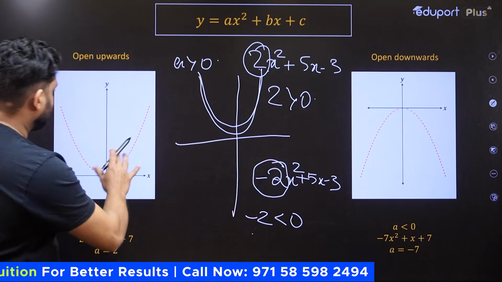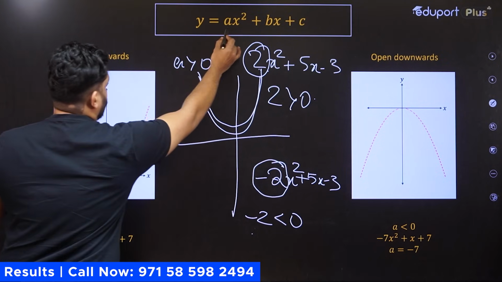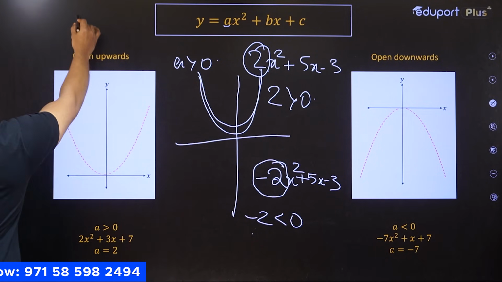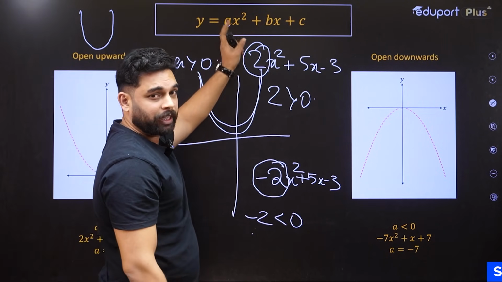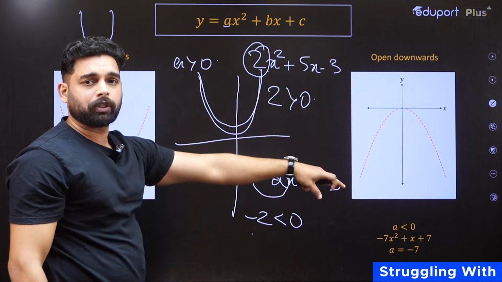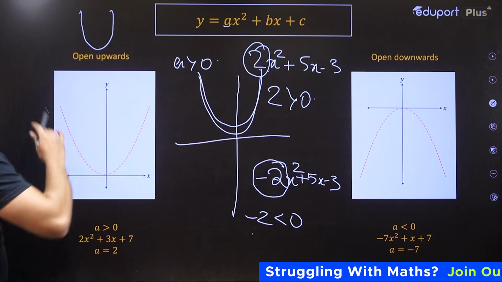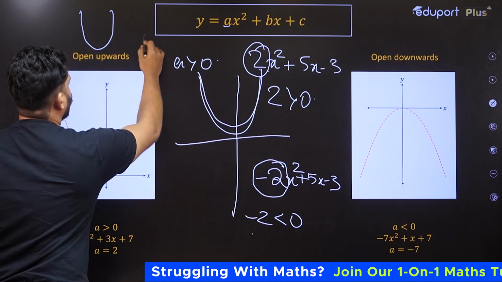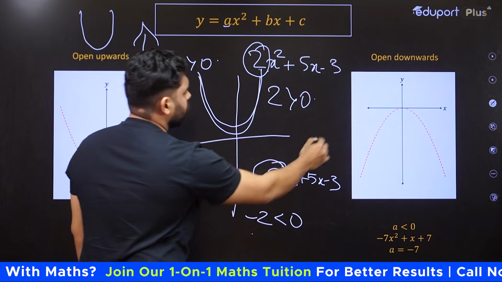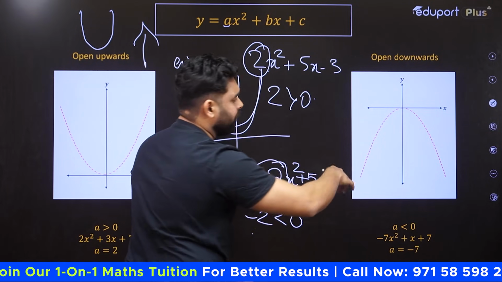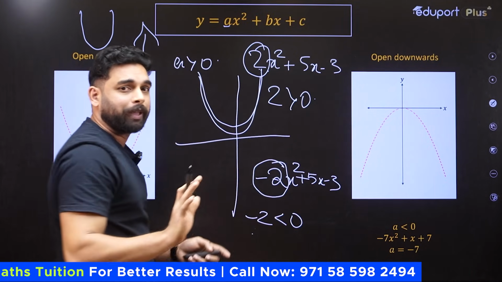Just keep this in mind. If the coefficient is positive, then it will be upward. If the coefficient is negative, that is less than 0, it will be downwards. Just keep that in mind. If you do positive things, you will go up, that is upward. If you do negative things, the result will be negative, that is downwards, you will fall. Just keep that in mind.